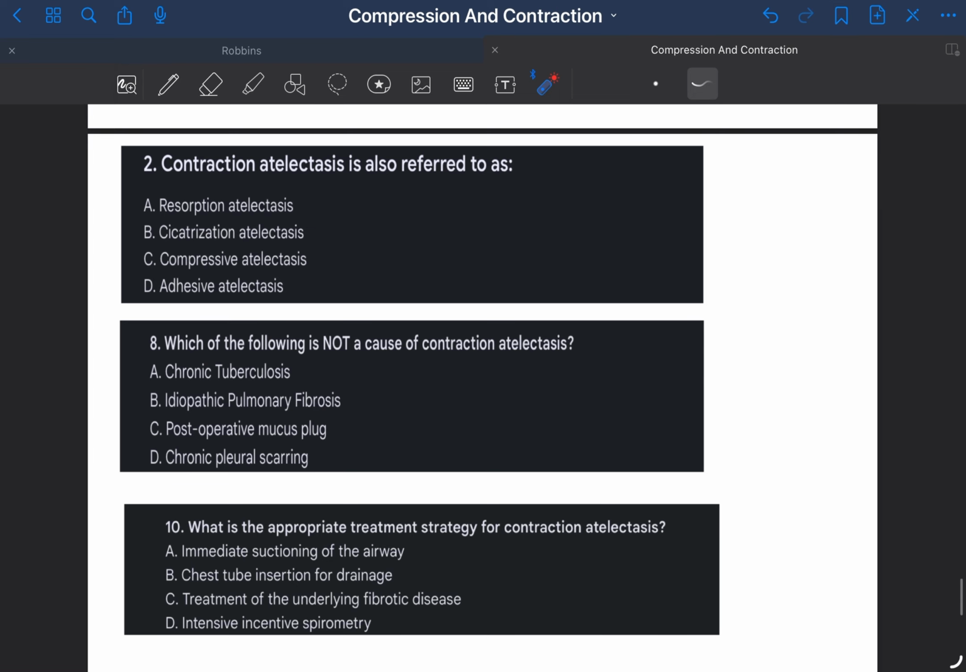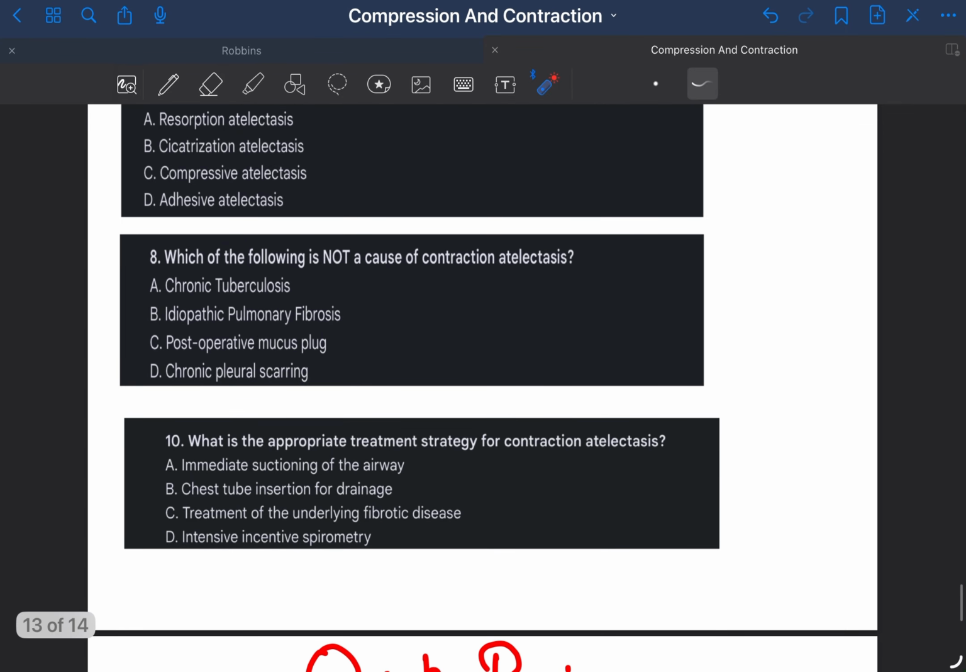Here again there are three questions that are mentioned. You can go through them and mention the answers in the comment box.